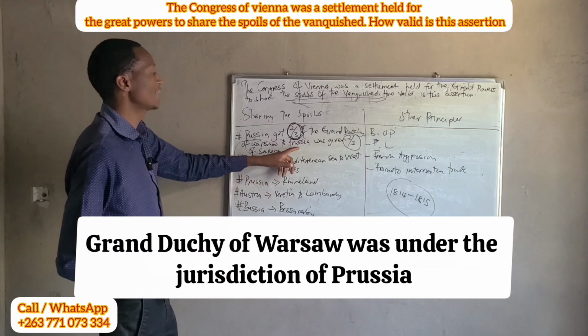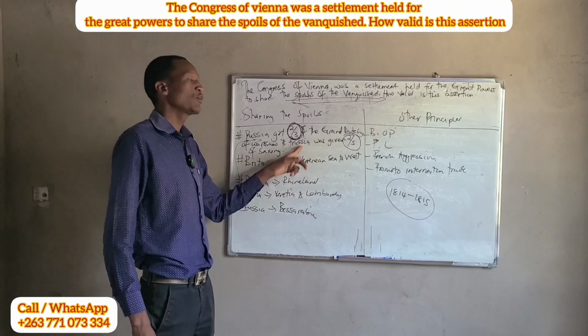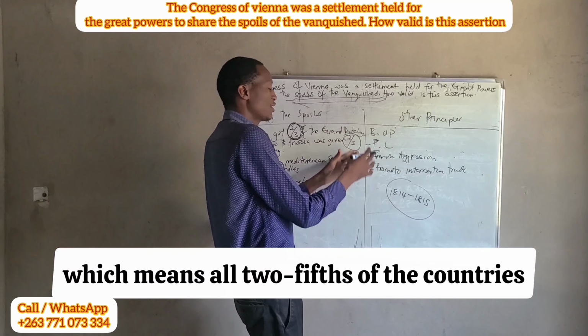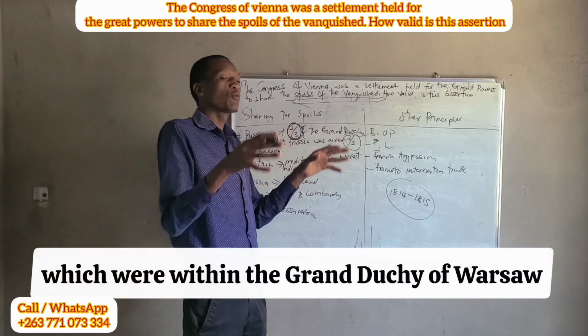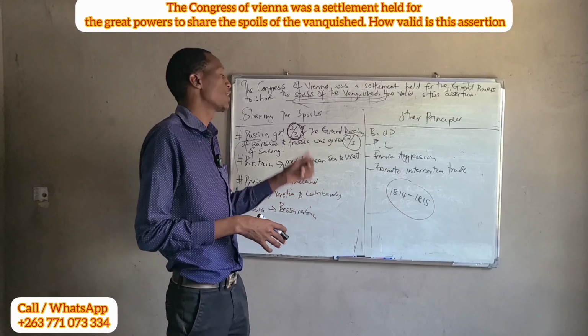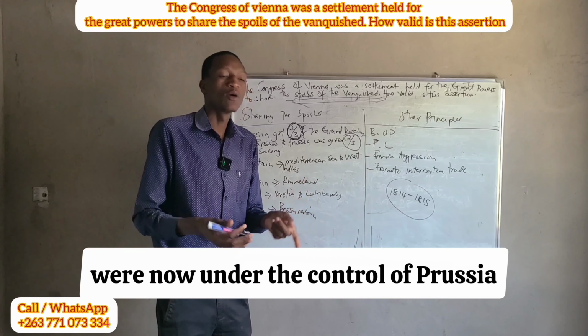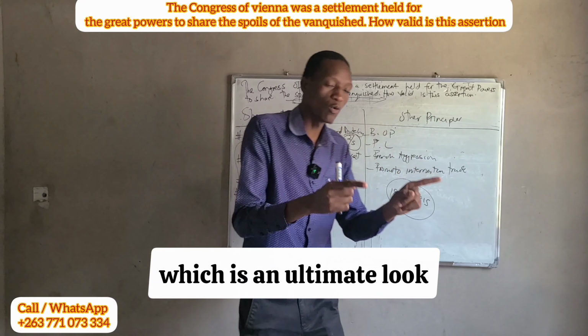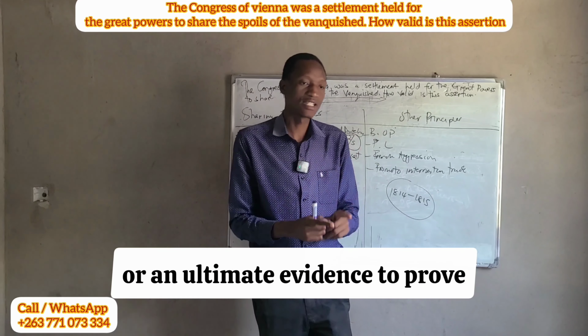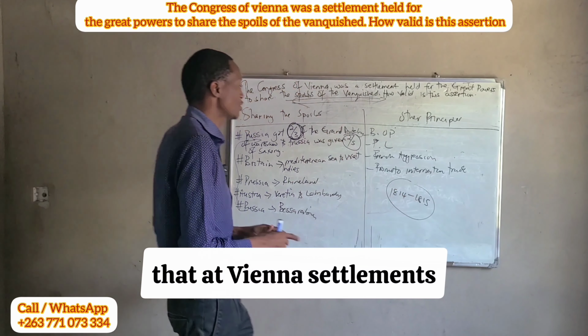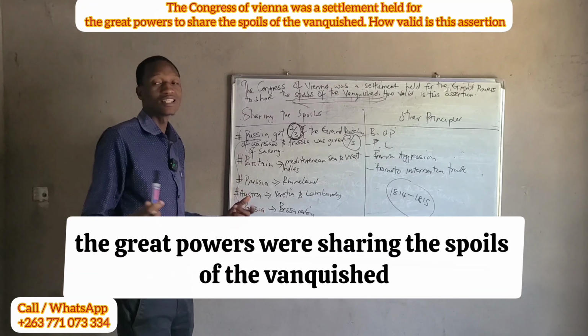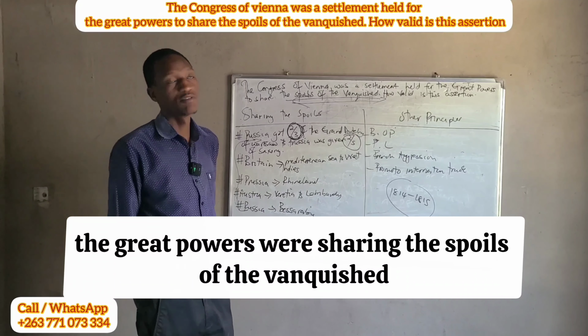also was under the jurisdiction of Prussia, which means all 2/5 of the countries which were within the Grand Duchy of Warsaw were now under the control of Prussia, which is an ultimate evidence to prove that at Vienna Settlement, the great powers were sharing the spoils of the vanquished.